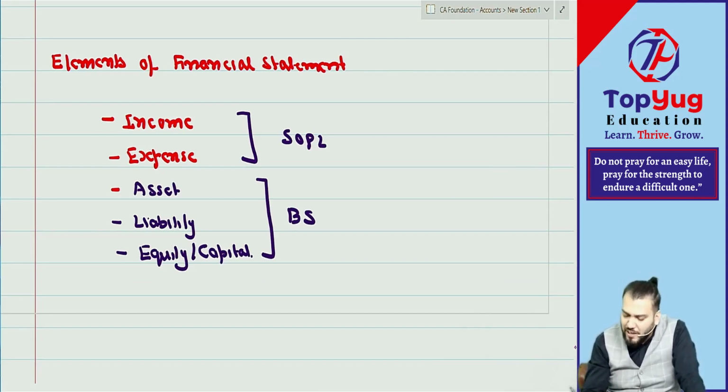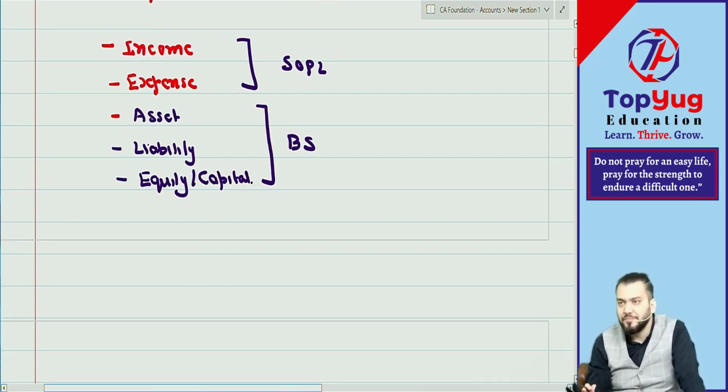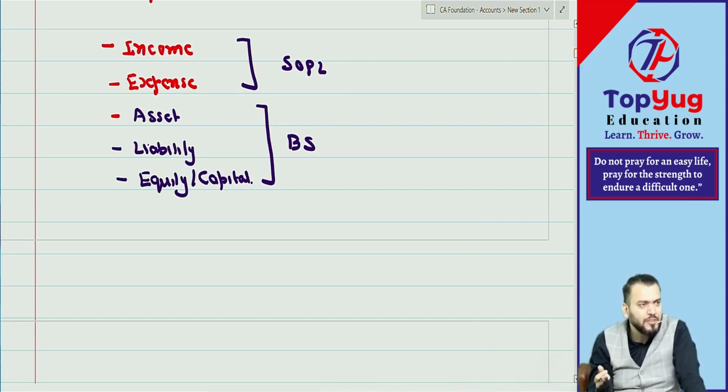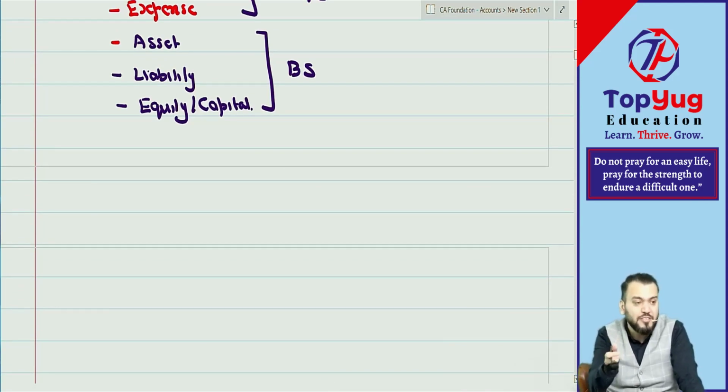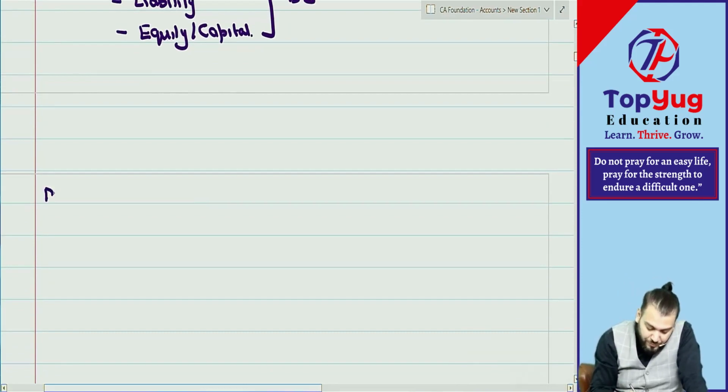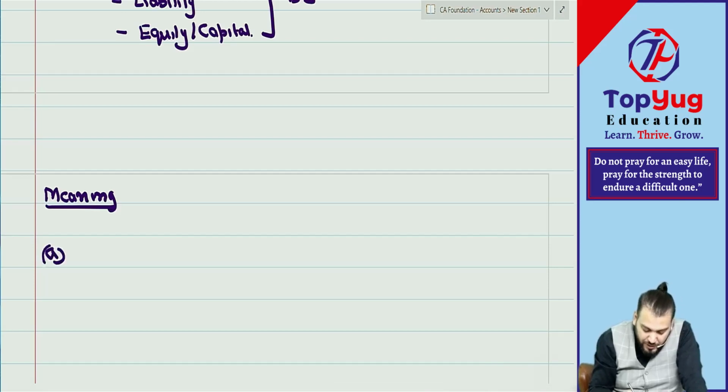Correct? Understood. Right now I will not give you the technical meaning. Technical meaning we'll discuss at some other point of time. Right now I will discuss the meaning which you can easily understand, so that we can identify this is an expense, this is an income, this is asset, this is liability. So let us start with the meaning. First let us understand what is the meaning of expense.